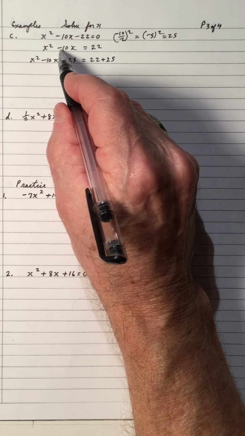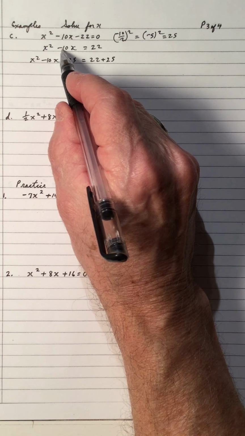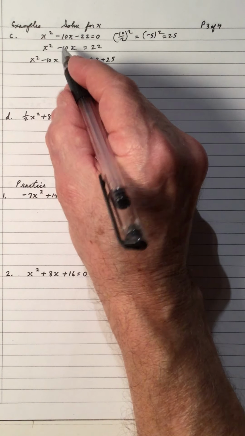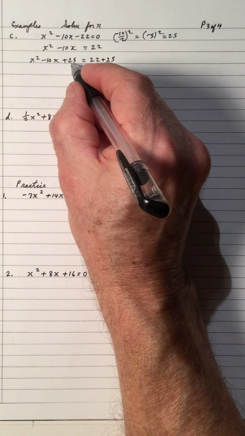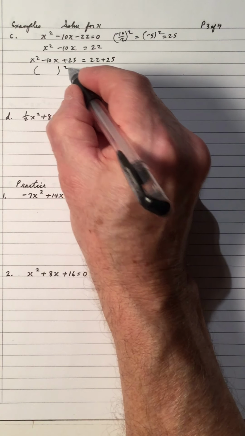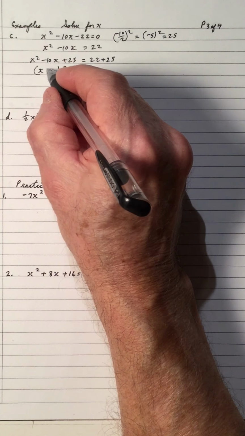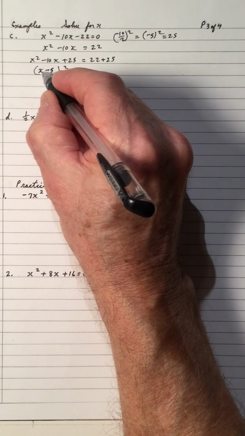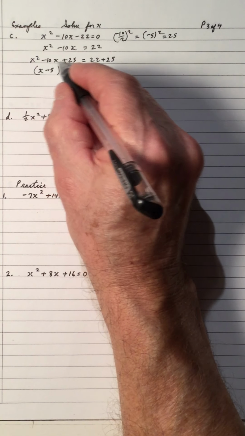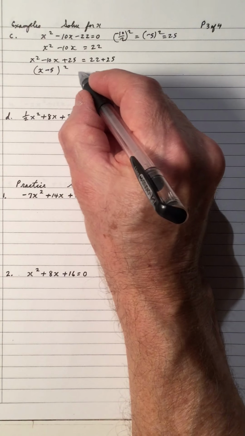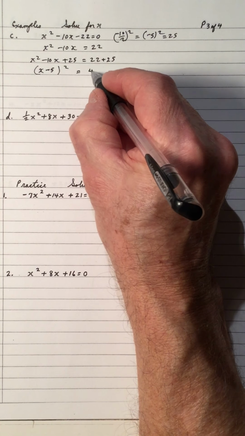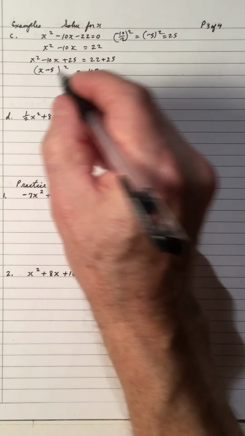Again, this is a negative 10. Half of that is negative 5, squared is 25. That makes this a perfect square trinomial. To factor, that's an x squared, so that's an x, and half of negative 10 is a negative 5. So x minus 5 all squared is the factorization of this trinomial, and that equals 47 when you add it up.